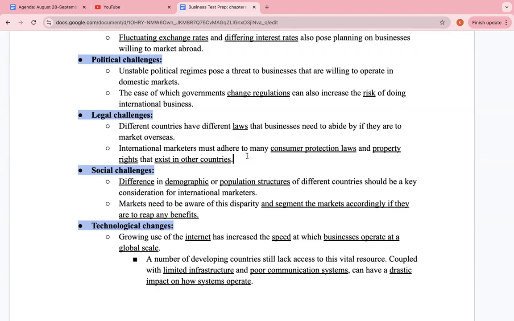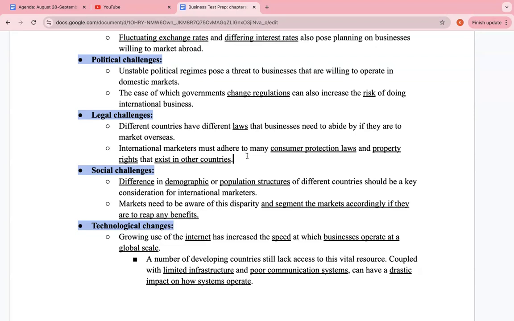So social challenges. Differences in demographic or population structures, like I previously mentioned, of different countries should be a key consideration for international markets. Again, marketers need to be aware of the disparity and segment the markets accordingly if they are to reap any benefits. Okay, so they need to take the population of that country into consideration.